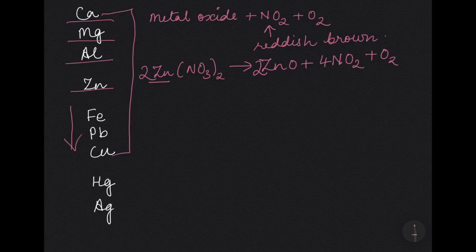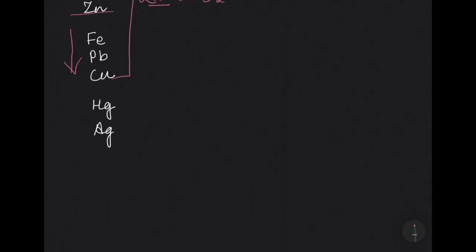So what is the color of nitrogen dioxide gas? It is reddish brown in color. Children, this is very, very, very important. The colors are very important even for your ICSE. Okay. Now moving on to the last two metals in this activity series, you will see that if mercuric nitrate or silver nitrate are heated, it forms the metal, then nitrogen dioxide and oxygen.